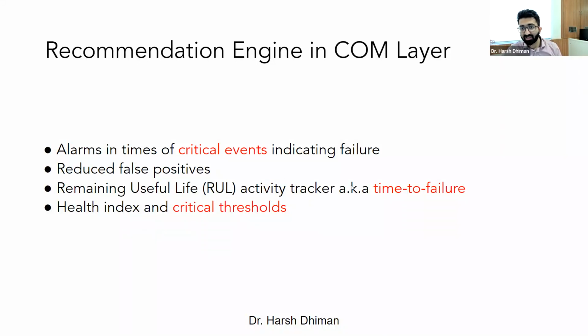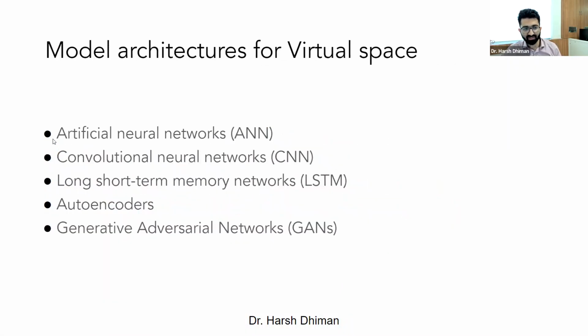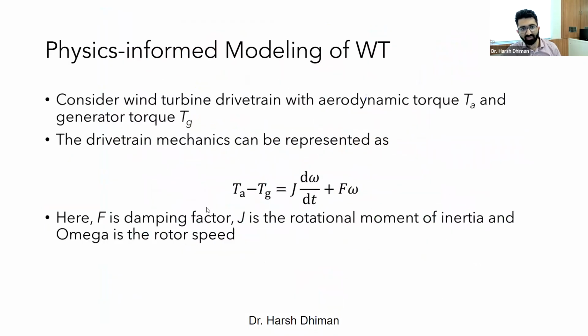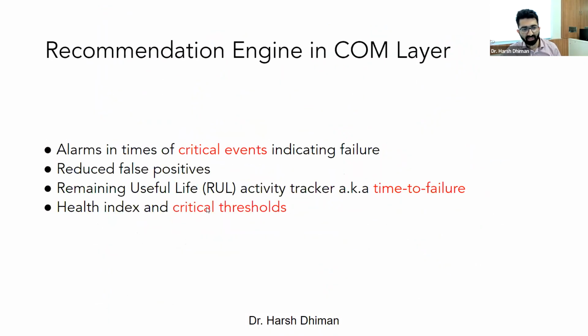So you can track what is the remaining useful life. Now, this is directly the output of your virtual space. And these outputs have to be used in a qualitative way by the wind farm operator. Then the wind farm operator can take an appropriate decision. So the feedback that we have talked about in the previous slide is essentially nothing but the feedback to the user input. In this case, this feedback would be to the wind farm operator, right?